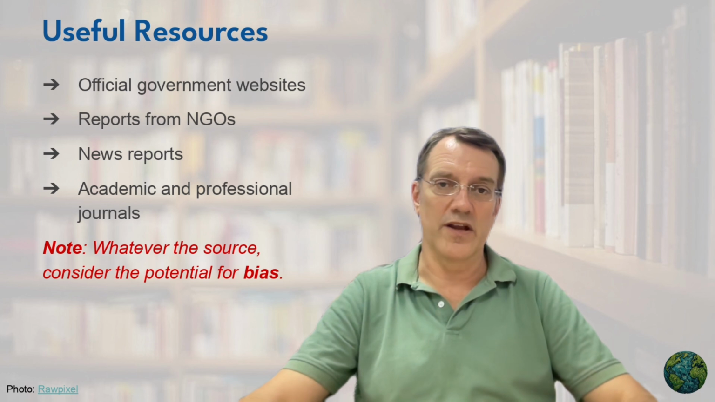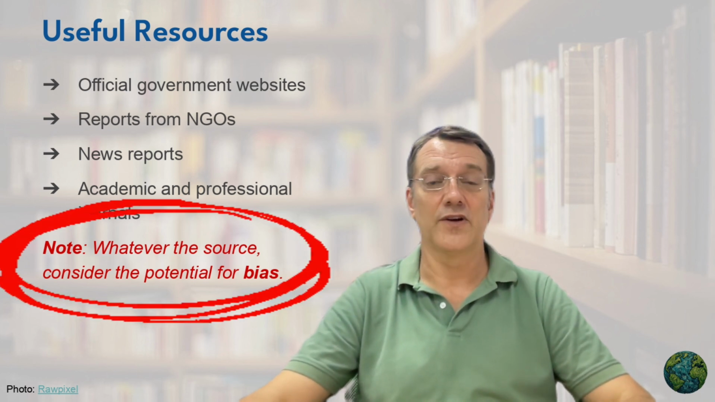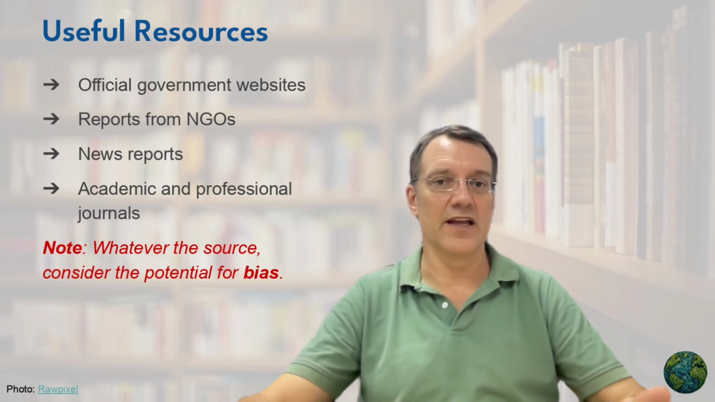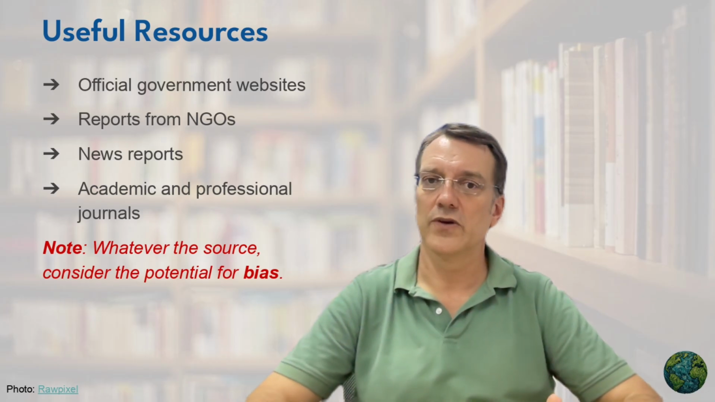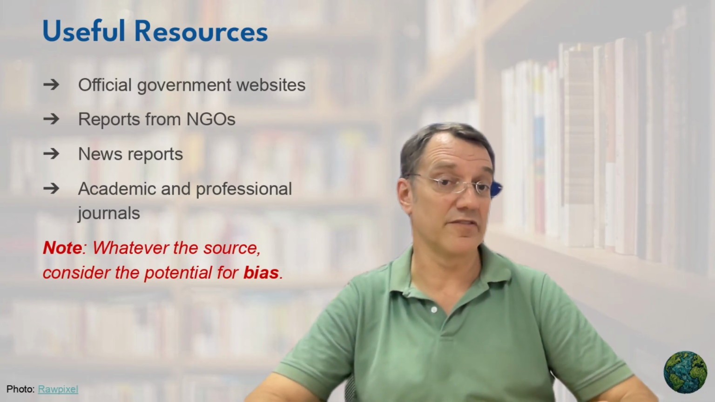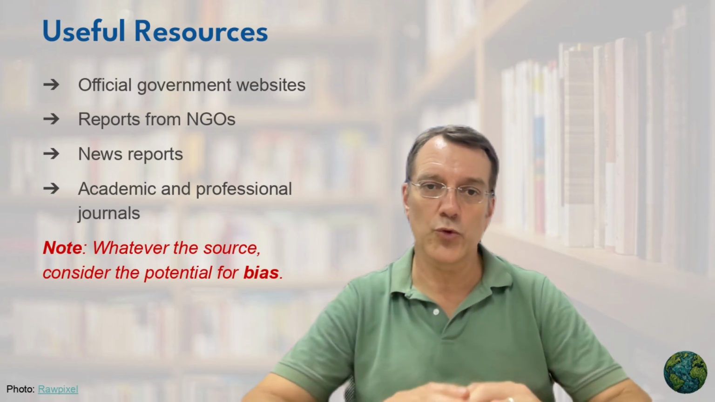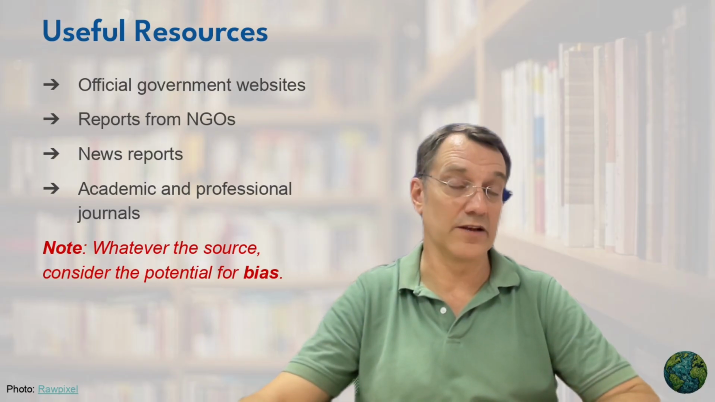One really important note here: whatever source you use, you need to consider the potential for bias. A government website might downplay problems with the policy. An environmental NGO might emphasize negative impacts to build support for their cause. A company might highlight benefits of their technology while minimizing some of the drawbacks. Always think critically about who created your source and what perspective they might bring to the issue.